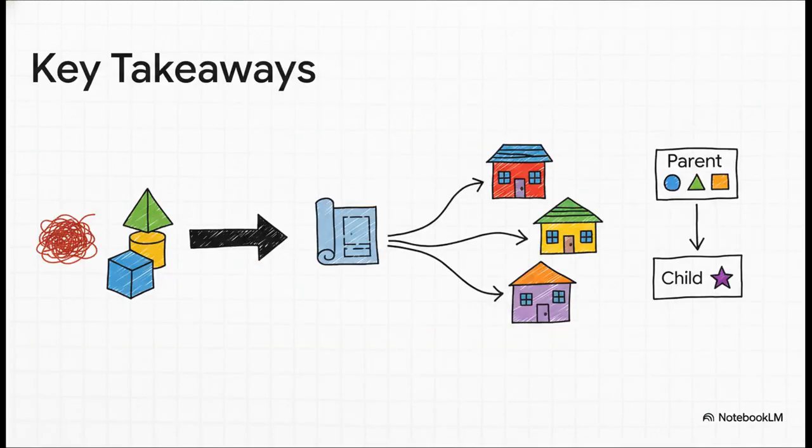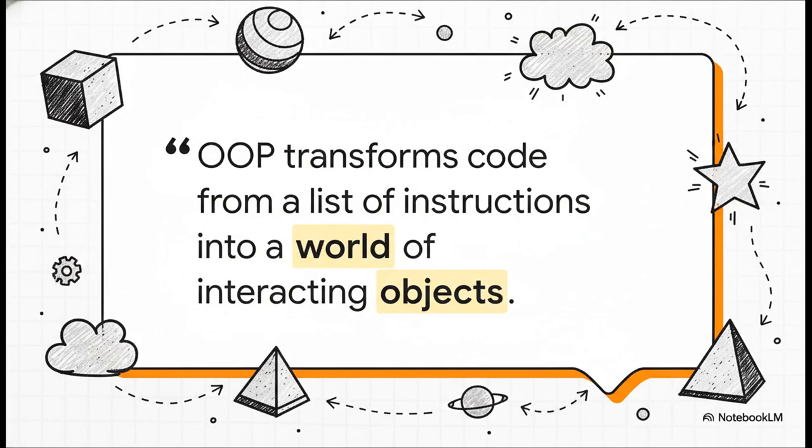So let's just recap the big takeaways, right? OOP is how we get away from that messy spaghetti code. We use classes as our blueprints. We use constructors to make each object unique when we create it. And we use inheritance to reuse code and stop repeating ourselves. That's the core toolkit.